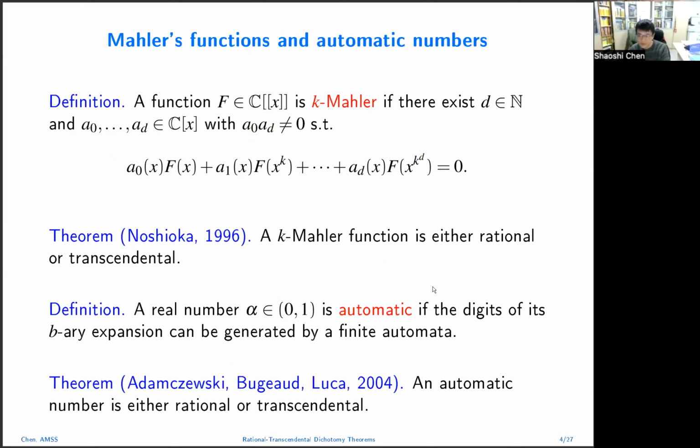Do you have an analog for D-finite? Yeah, I forgot to mention, there is a recent paper by Jason Bell and his collaborators, and there is an analog for D-finite. If something is D-finite, then it must be rational. So yes, there is an analog for this D-finite case. Thank you so much, Shaoshi.